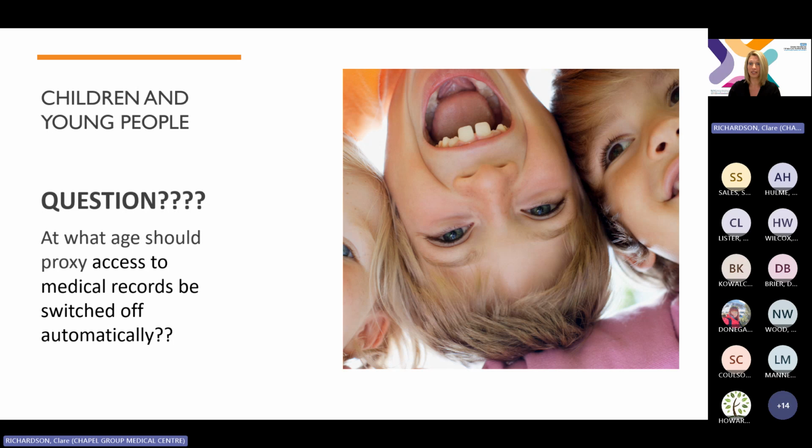Oh, okay. I was going to bring up a poll to ask you, at what age should the proxy access to the medical records be switched off automatically?